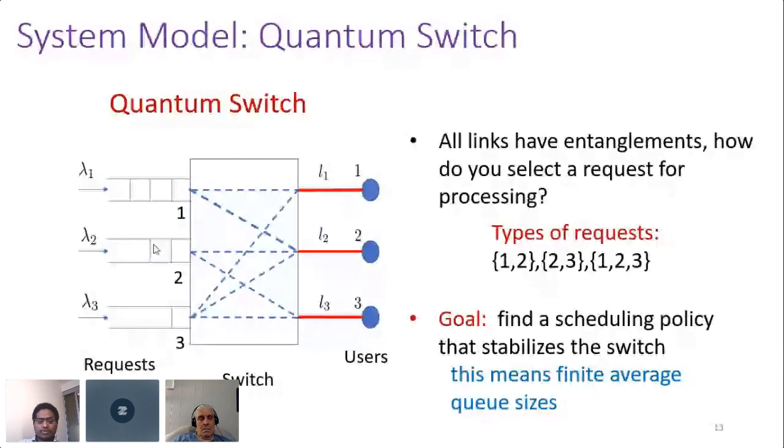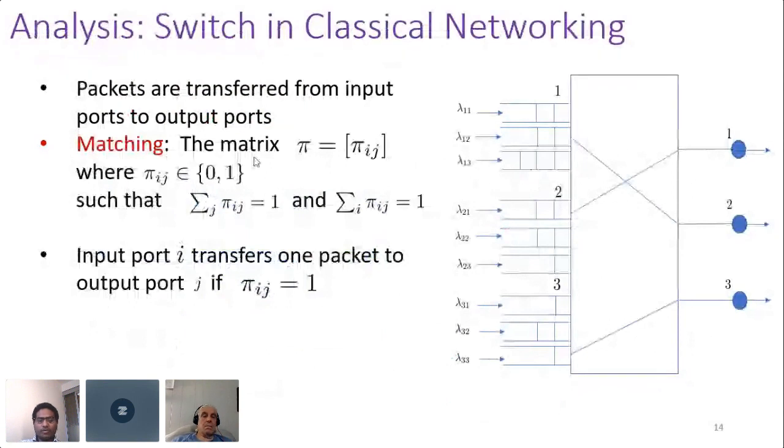Before we describe our work on quantum networks, let us take a look at how a switch operates in classical networking. In classical networking, our goal is to transfer packets from input ports to output ports. For example, here on the right side, I have shown three output ports numbered 1, 2, 3. On the left side, I also have three input ports, and at each input port I have requests coming in which need to be transferred to different output ports. For example, this queue has packets that need to be transferred to the first output port. Similarly, this queue corresponds to requests that need to be transferred to the second output port. And this last one corresponds to the packets that need to be transferred to the third output port.